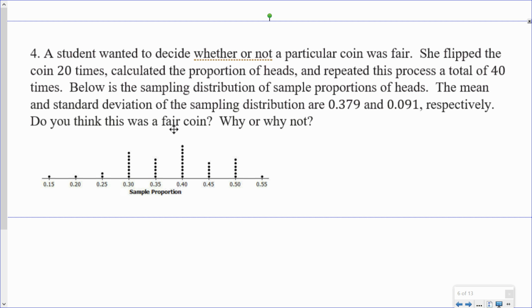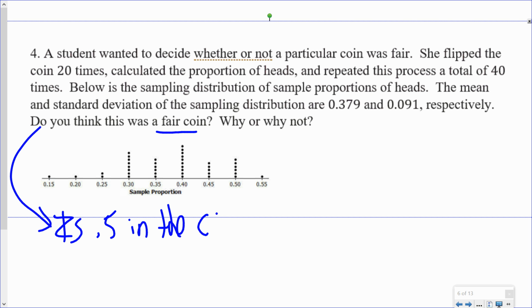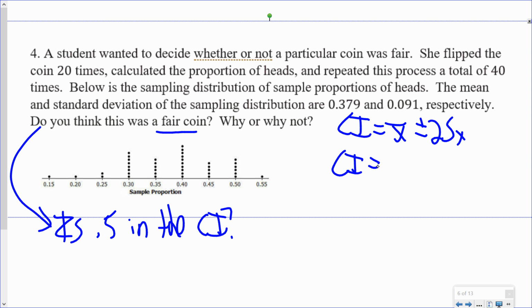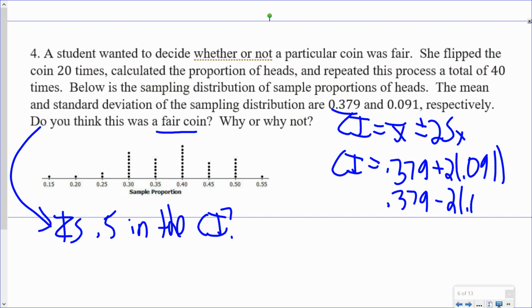Well, to determine if it's a fair coin, I need to see if the theoretical probability, 0.5, is in the confidence interval or not. So that's what I have to do. To determine if it's a fair coin, I need to answer the question, is 0.5 in the confidence interval? So let's find the confidence interval. It's the mean plus and minus 2 times the standard deviation. It says that the mean is 0.379 plus 2 times 0.091 and 0.379 minus 2 times 0.091.